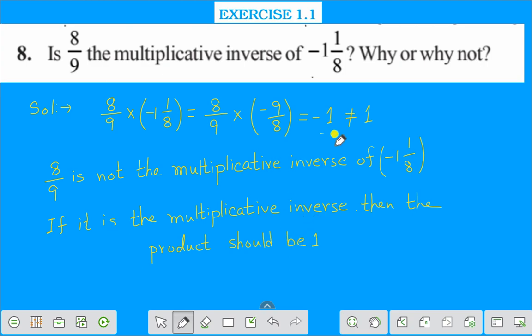But here in this case we got the value minus 1. Therefore, we can say that 8 by 9 is not the multiplicative inverse of minus 1 whole 1 by 8.